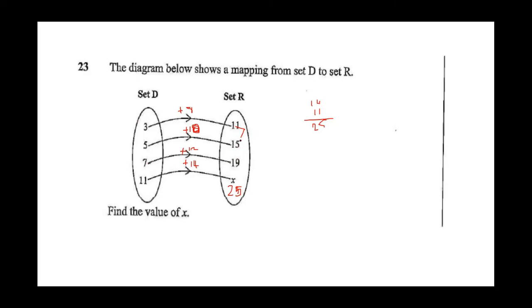15 minus 4. 15 minus 11 is 4. Then 19 minus 15 is also 4. Okay, so we add 19 plus 4, we're going to have 23. So let's have 23 here, not 25, but 23. So let's try it now. If this is 23, then 23 minus 7, this one will also be 4.